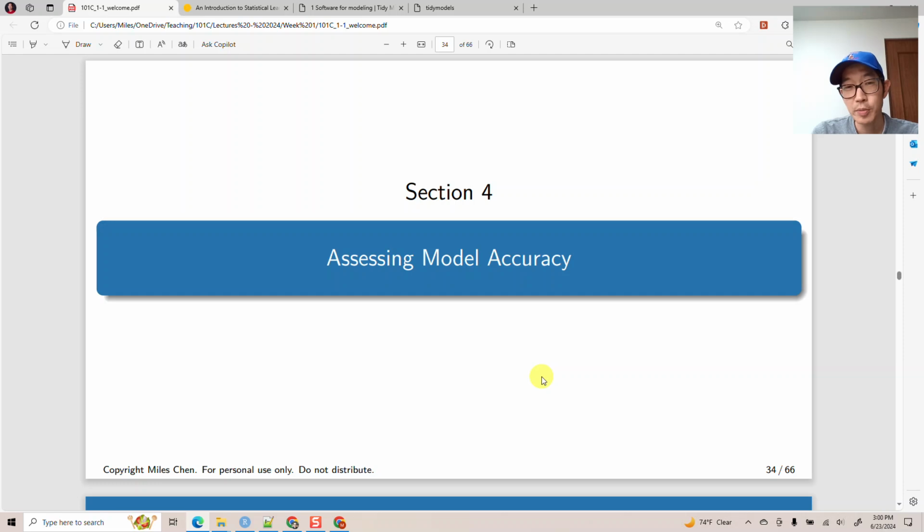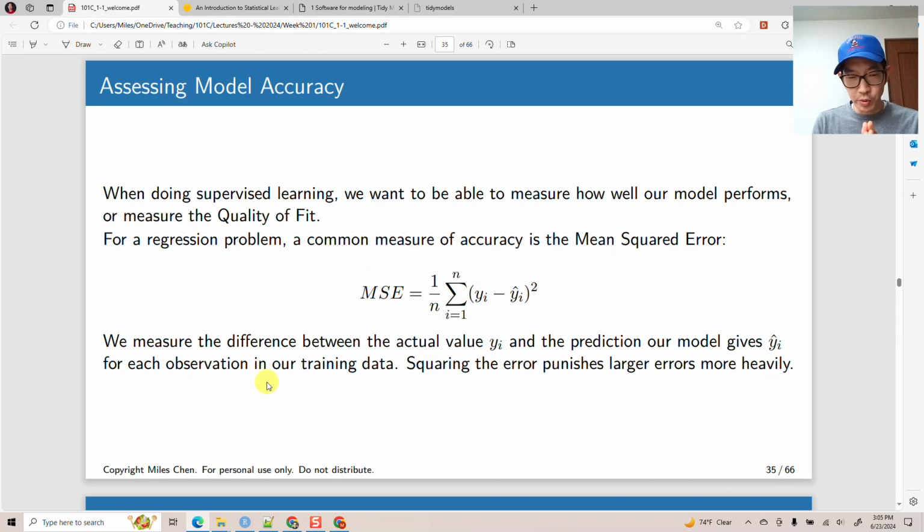All right, let's talk about how we assess our model accuracy. In supervised learning, it's really important that we are able to assess how well our model is performing, because that's going to guide how we fine-tune our model. If you can't tell if things are improving or getting worse, you have no aim or direction, right?